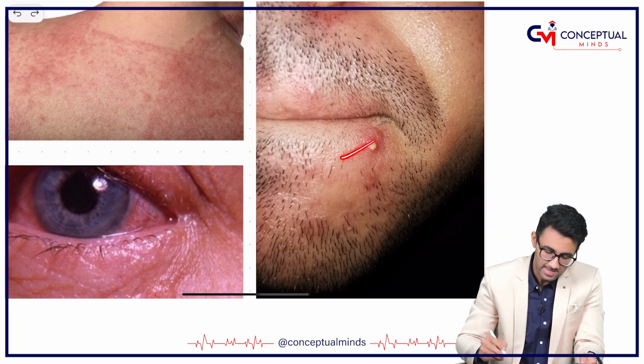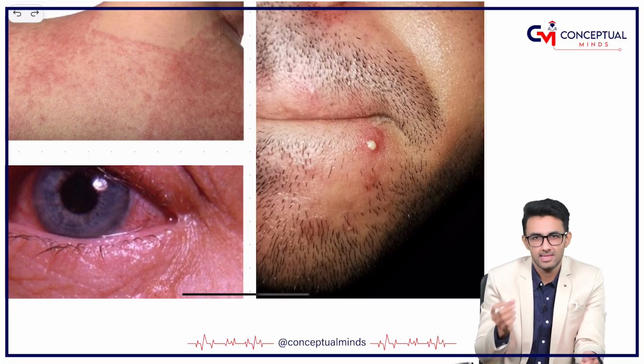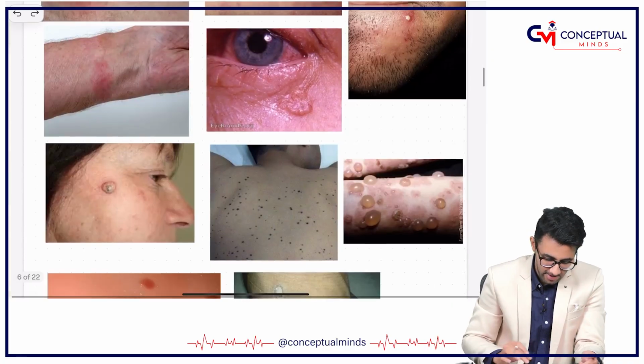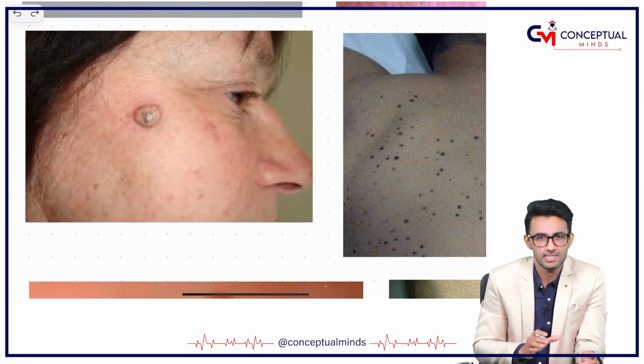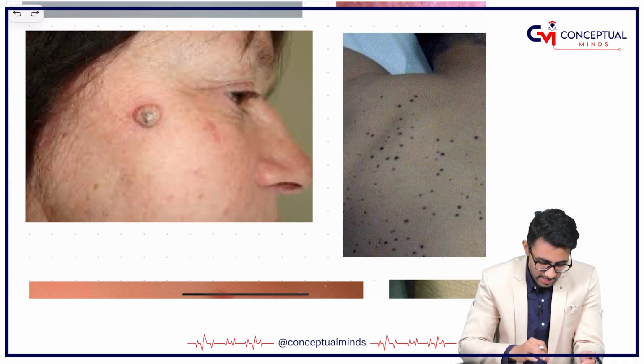How would you describe this? Is it a grouped vesicle or not? It is not. It's just a single pustule. Okay, all right. So how about this one? How would we describe this?